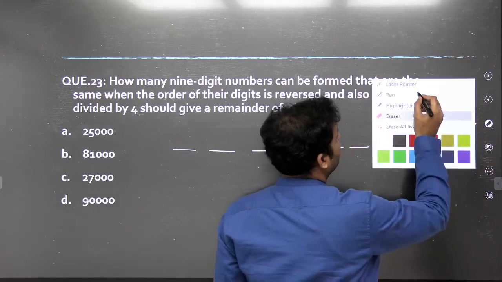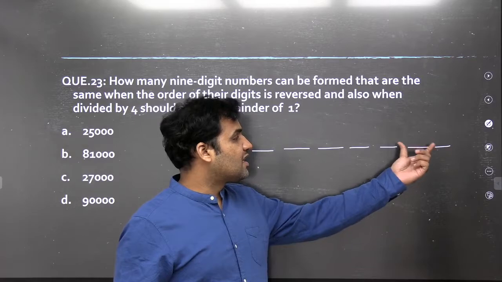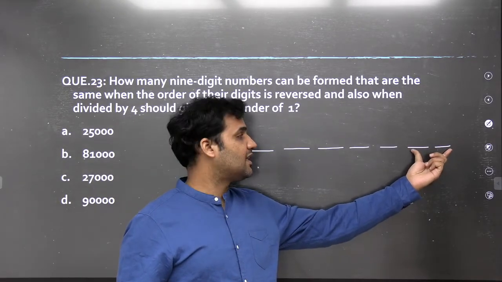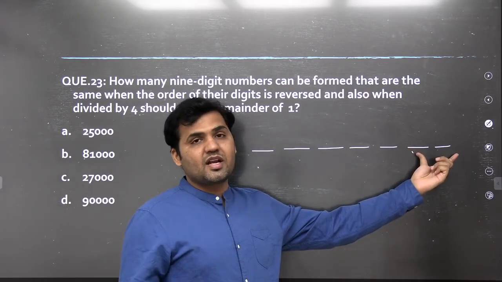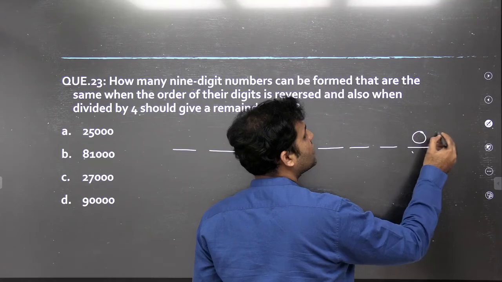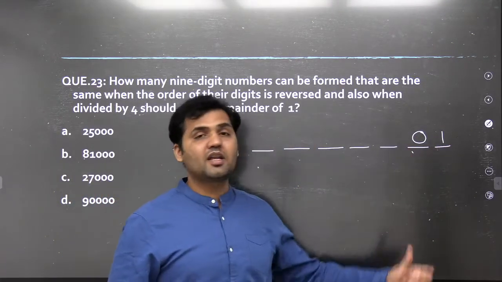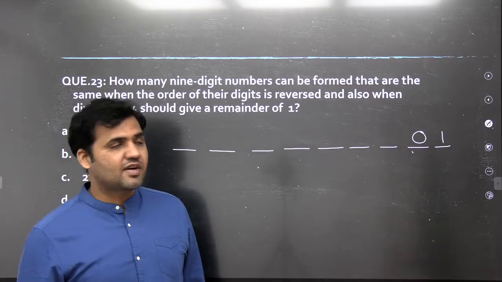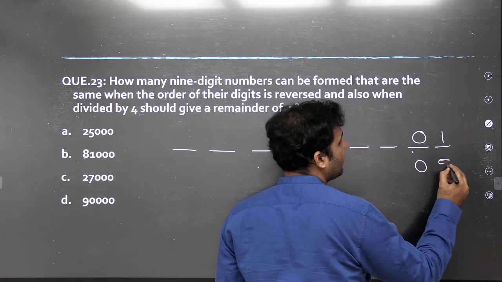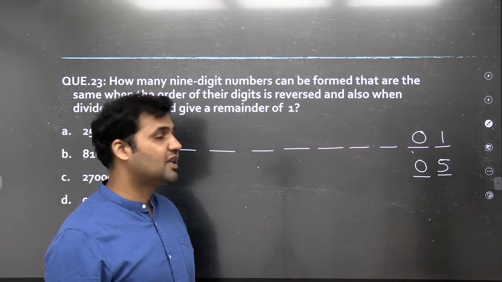Now guys, tell me, what are the possible numbers that I can place in the last 2 places as the last 2 digits, so that when divided by 4 it gives a remainder of 1? The first possible 2-digit number is 01. So if any number is ending with 01, it will definitely give a remainder of 1 when divided by 4. If I place 05 over here, this number also when divided by 4 will give a remainder of 1.